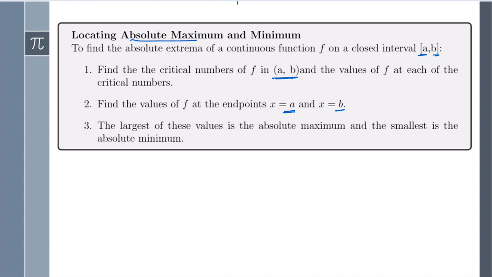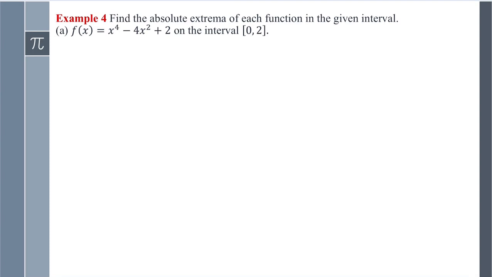We are looking for absolute max and min, so when we consider absolute max and min, we need to consider the endpoints. So we'll find the value of the function at the critical numbers, and we'll find the value of the function at the endpoints. Now we'll compare all those values. The highest value in that list is the absolute maximum. The smallest value in the list is the absolute minimum. So let's look at an example.